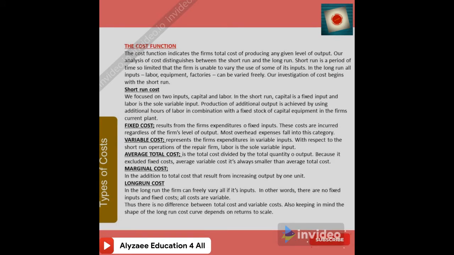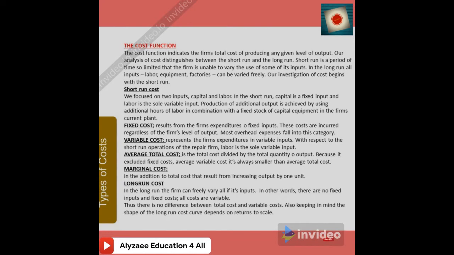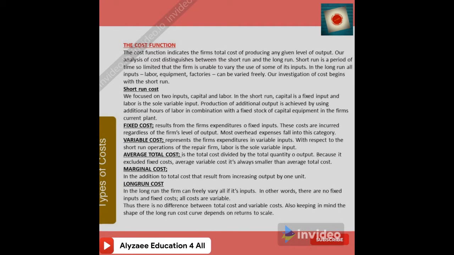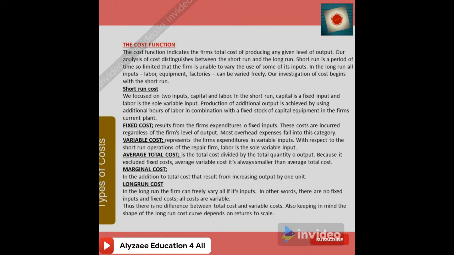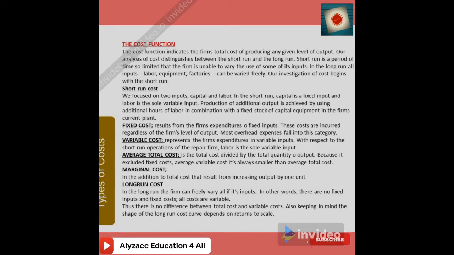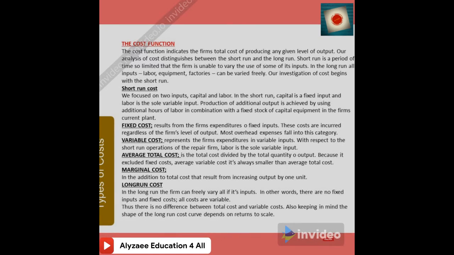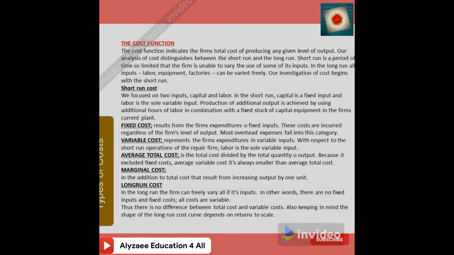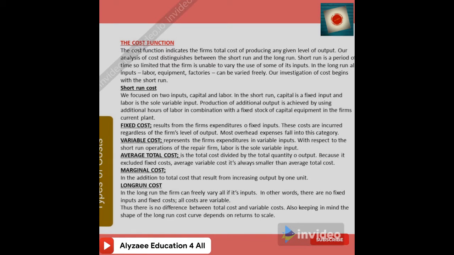So the fixed cost results from the firm's expenditure on fixed inputs. These costs are incurred regardless of the firm's level of output, whether they are producing 10,000 fans, 20,000, or 30,000. The building expense, the tax, the cost of the guard, the cost of security cameras, trucking, and bills for electricity or gas: those are fixed costs, you have to pay them. Variable cost represents the firm's expenditure on variable input with respect to the short-run operation of the repair firm. Labor is the sole variable input.